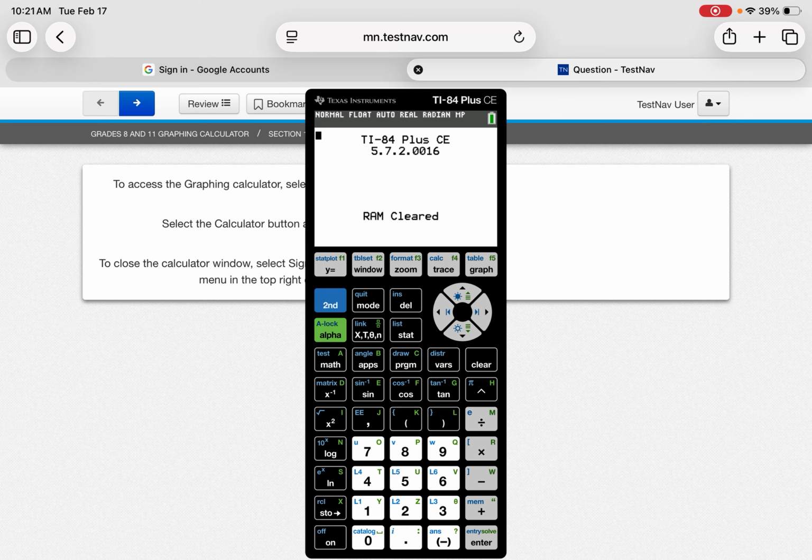So I'm going to press second and then the VARS one, and you get this screen here. We want the second one down that says normal CDF, okay? So this stands for cumulative distribution probability, and so that's the one we want to use.